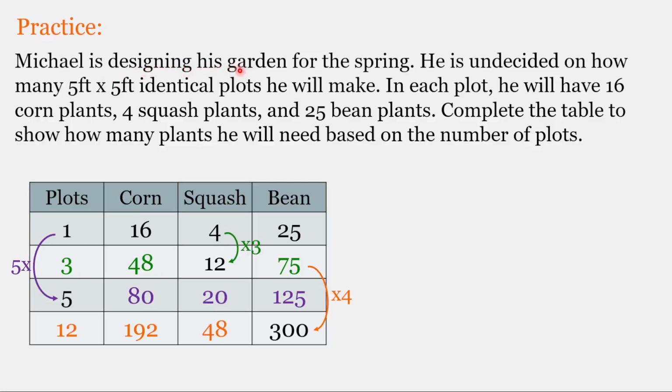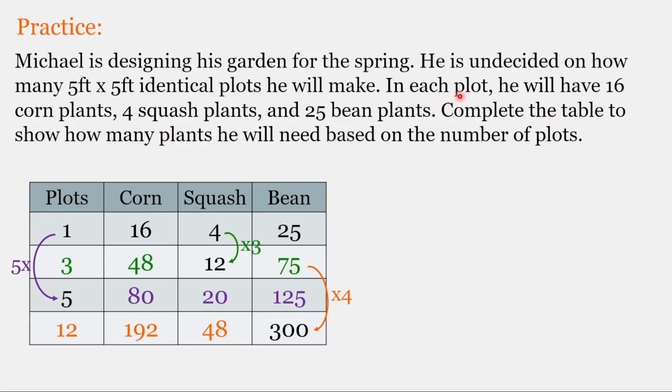Michael is designing his garden for the spring. He is undecided on how many 5-foot by 5-foot identical plots he will make. In each plot, he will have 16 corn plants, 4 squash plants, and 25 bean plants. Complete the table to show how many plants he will need based on the number of plots.